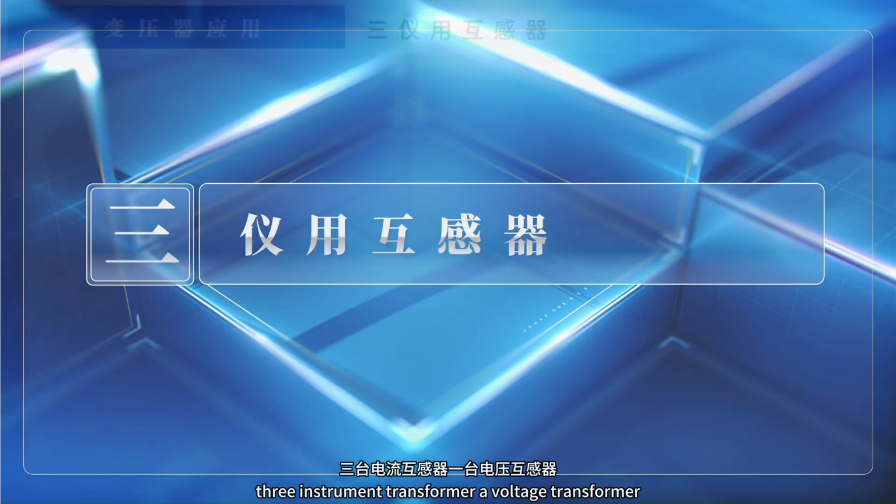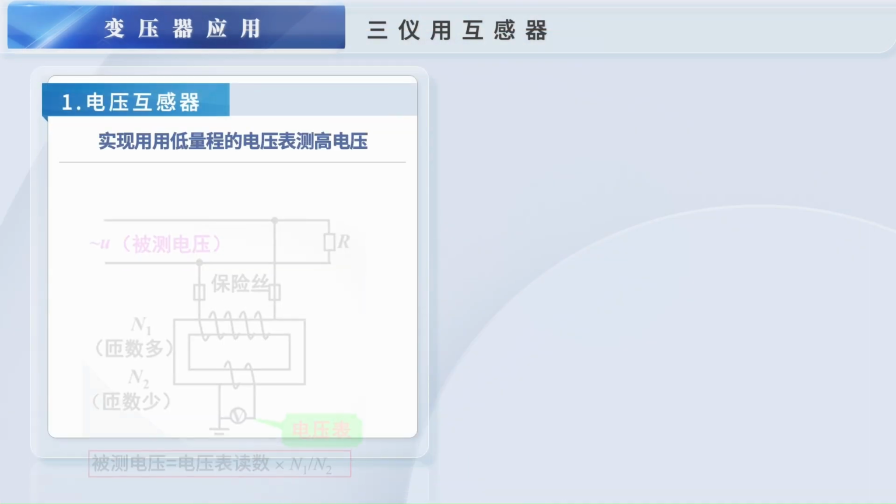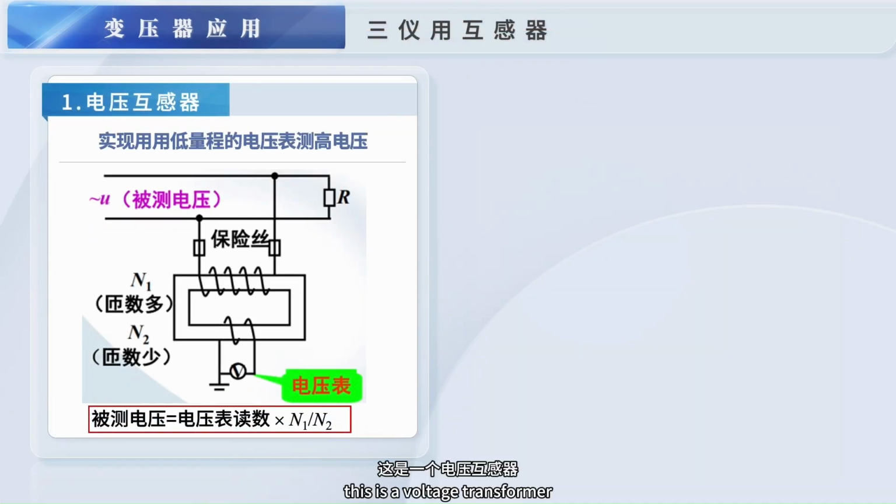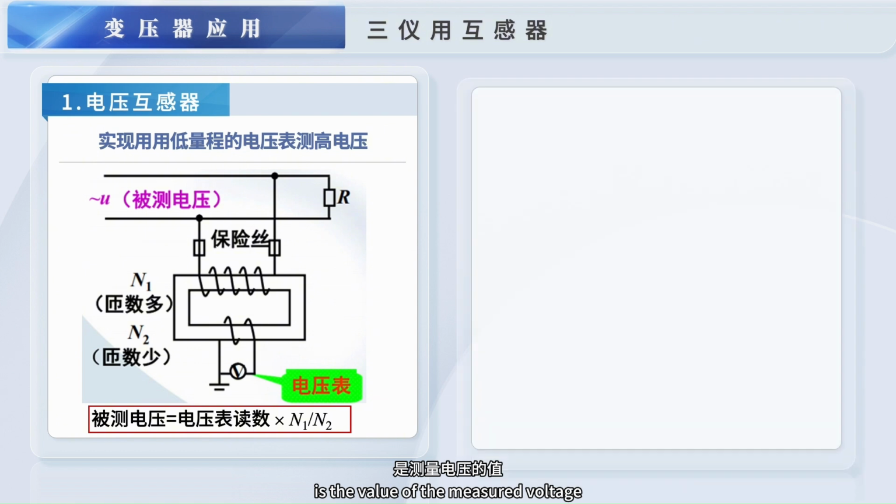Third, instrument transformers. First, the voltage transformer. There are two sets of coils inside. The one with more turns is called the high voltage winding, and the one with few turns is called the low voltage winding. It is used in high voltage power supply lines. When used, the high voltage winding is connected across the circuit, and the low voltage winding is connected to the voltmeter. The indication of the voltmeter multiplied by the voltage ratio is the value of the measured voltage.